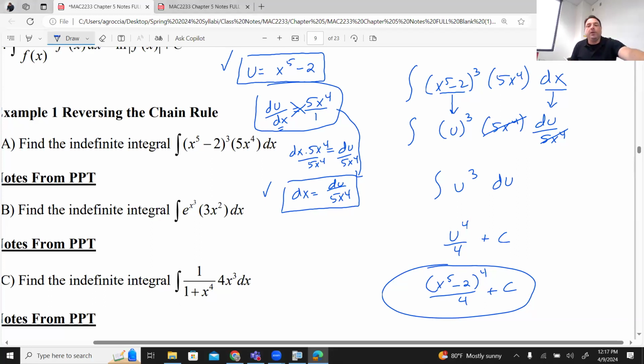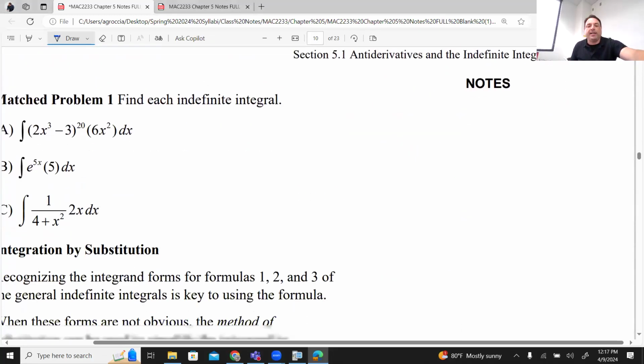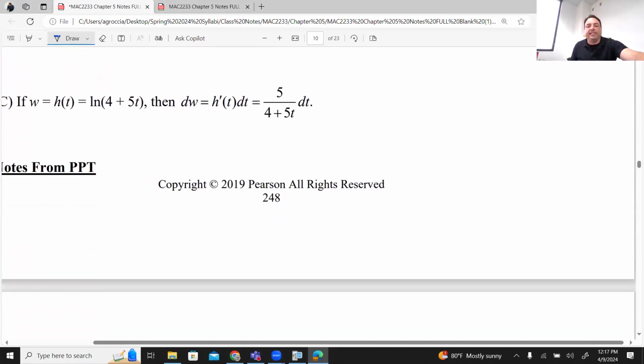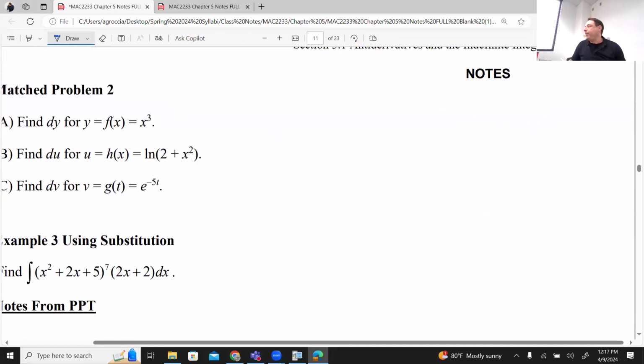Okay, so what we need to do, practice, practice, practice, and it will make more sense. So here's another example. Your next example is we're going to have the integral of x squared plus 2x plus 5 raised to the 7 times 2x plus 2 dx. Okay, so let's write it down first.